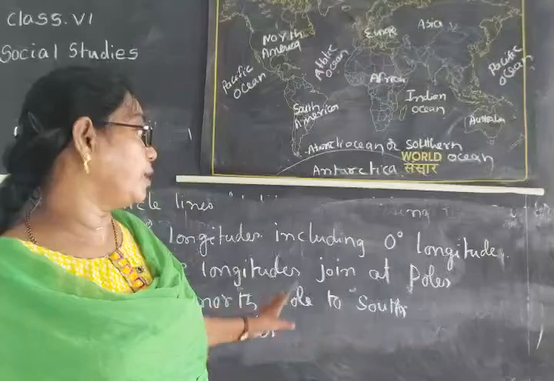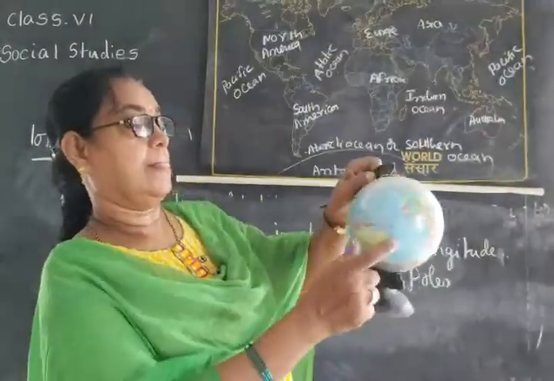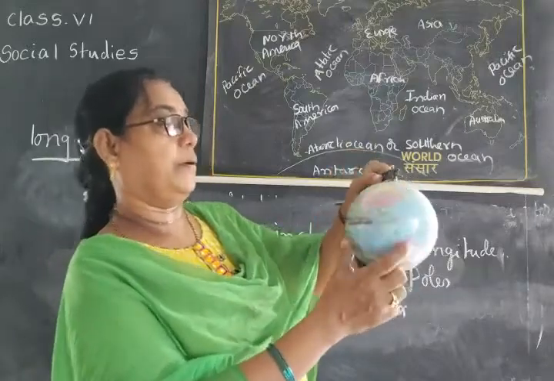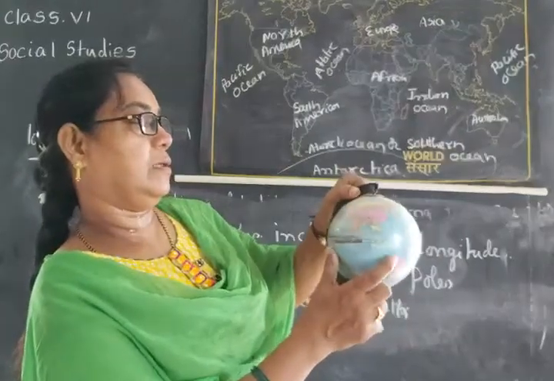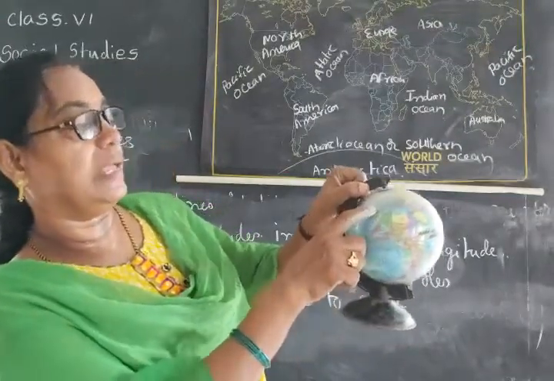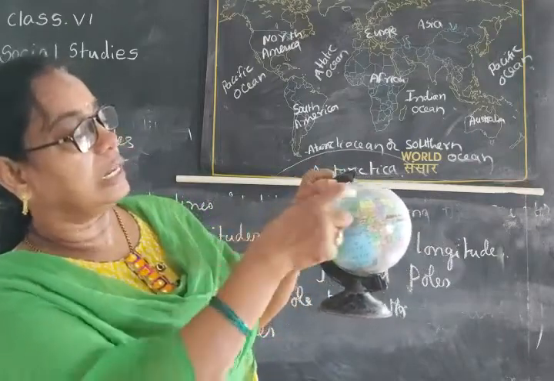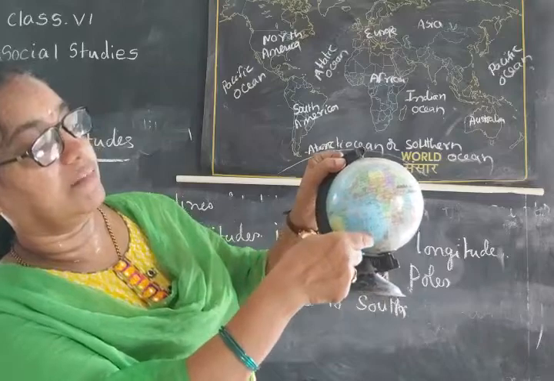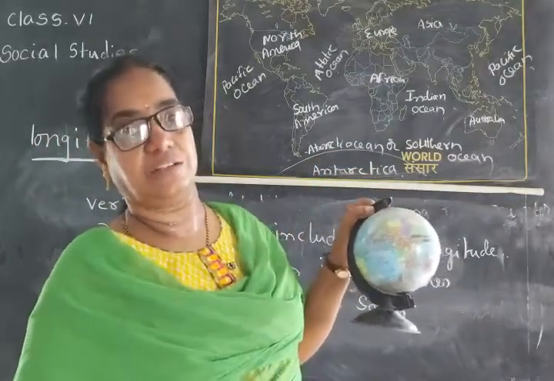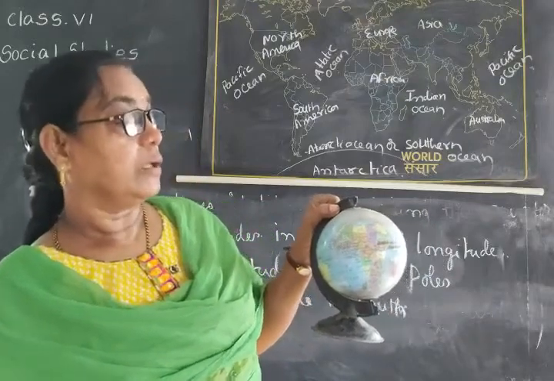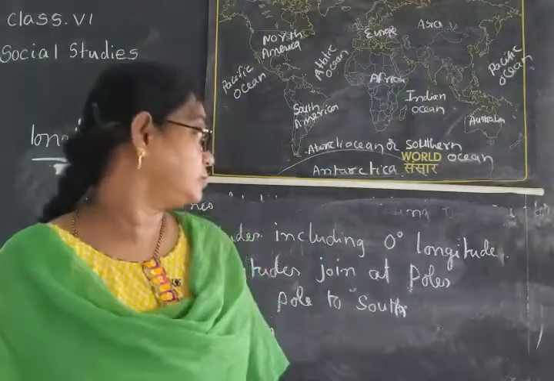What is the other name for 0 degree longitude? You can observe here on the globe or on the world map. Near Europe, England is there. In England, one place called Greenwich is there. This 0 degree longitude passes through Greenwich, through London and Greenwich. That's why it is called the Greenwich longitude.